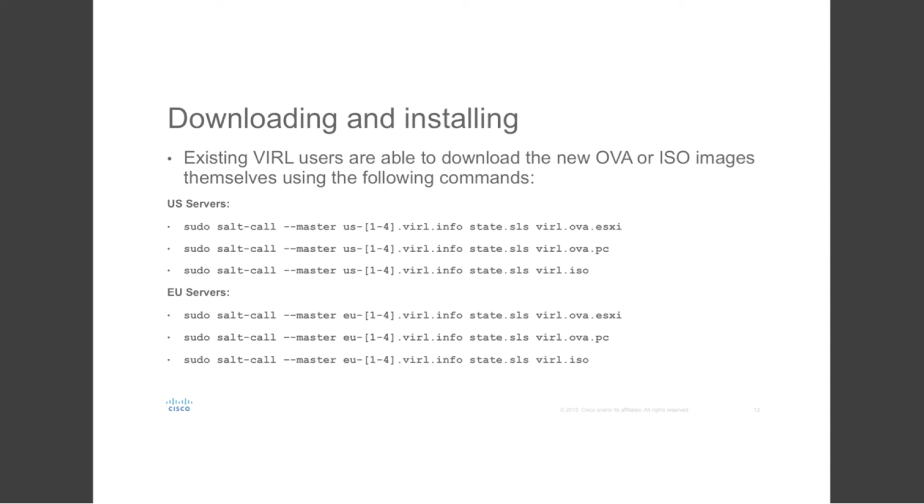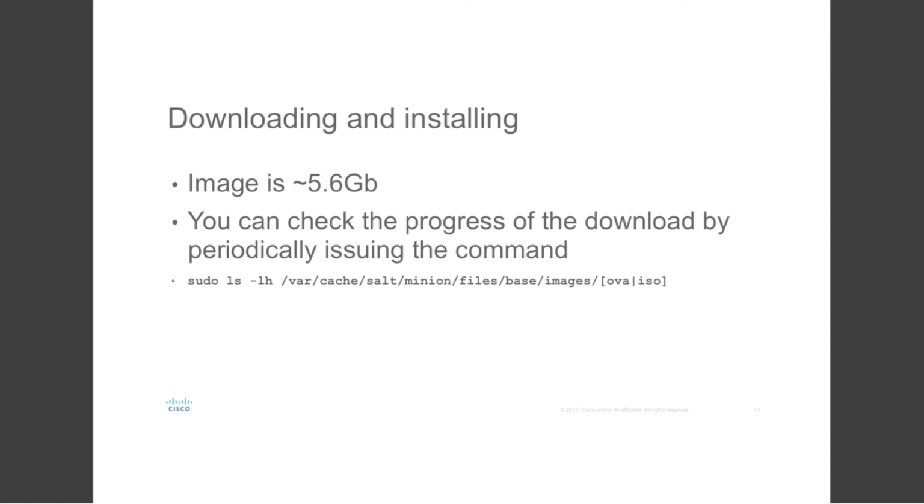So you can run this salt call. It will then sit there and ponder a while. There'll be numerous cups of coffee involved in the download, but it will then result in that OVA or ISO being pulled down and present within your VIRL server itself. You then can extract that out and run. The other option is that we will be able to make the image available through the special file download capabilities through which you received your original VIRL file, as you will have done in the past.